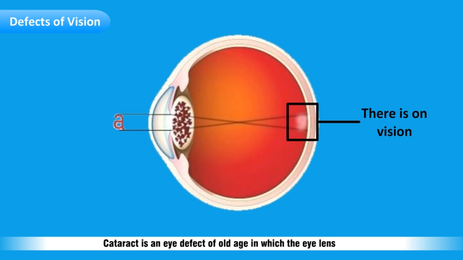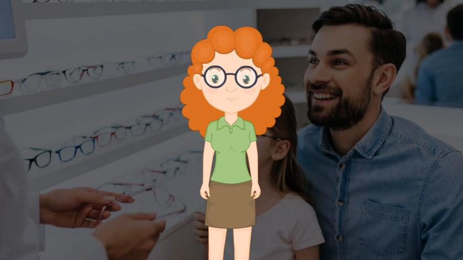Cataract is an eye defect of old age in which the eye lens becomes cloudy and blocks the light. It leads to loss of vision. Cataract is treated by inserting a new artificial lens.